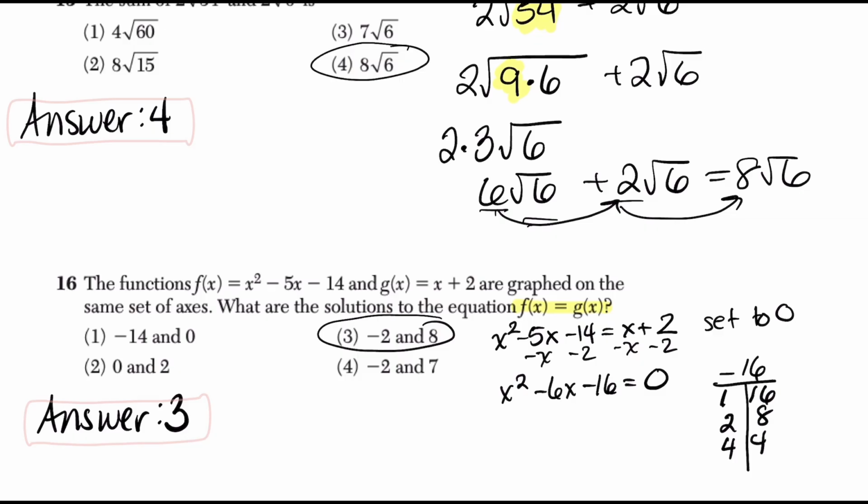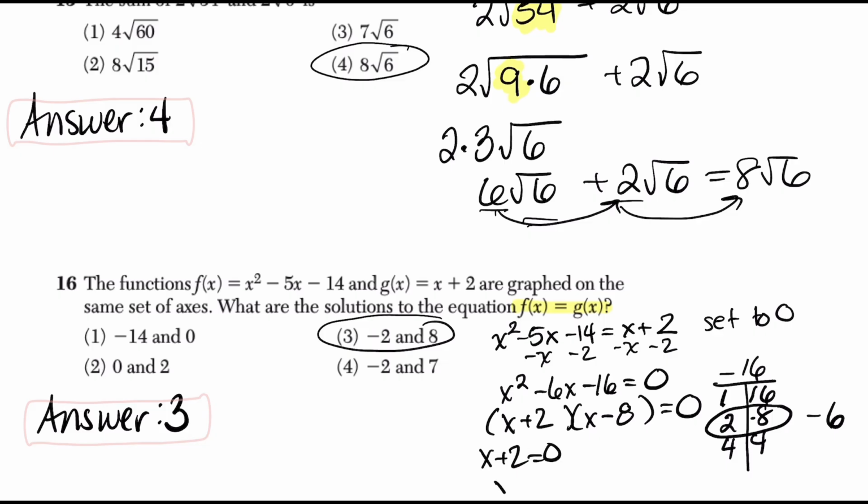All right, so I know one of them is going to be negative, so when I combine them, I want a -6. Well, I can combine these two, and as long as I have -8, 2 plus -8 is going to give us -6. So that's going to give us x plus 2 times x minus 8 is equal to 0. Awesome. Now you can set each of these to 0. So x is equal to -2 and x is equal to +8.